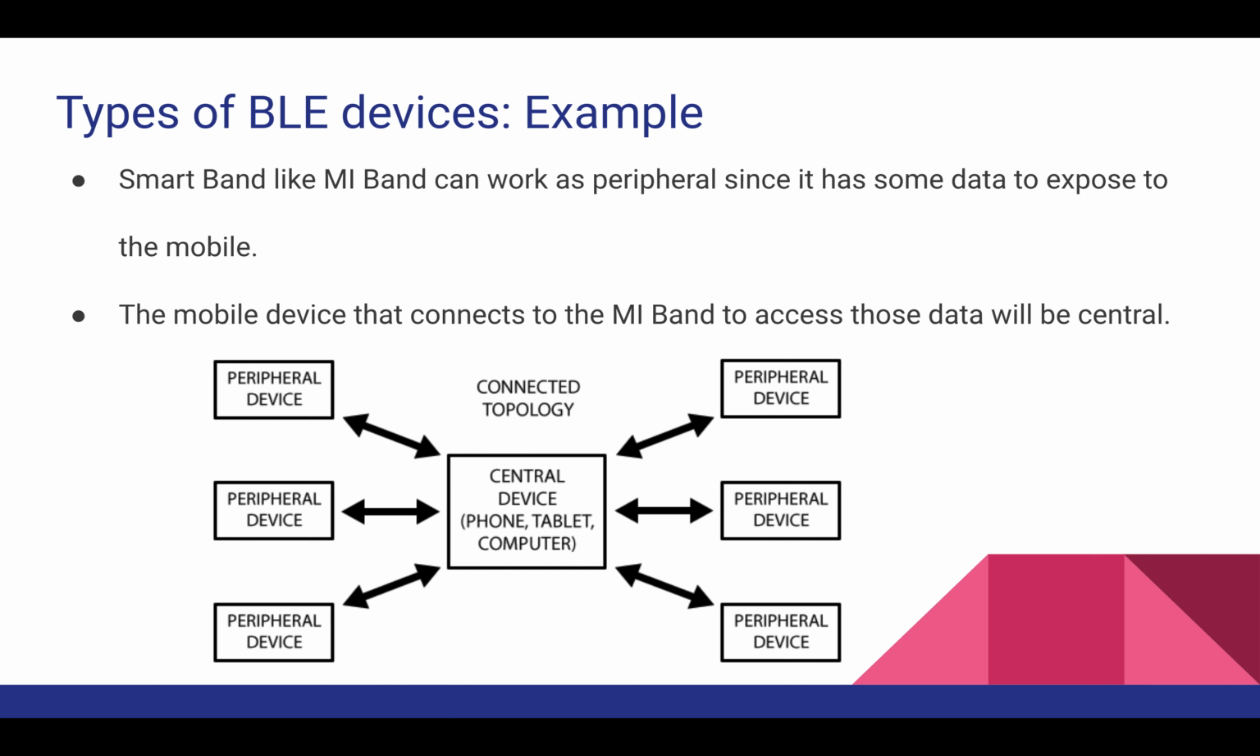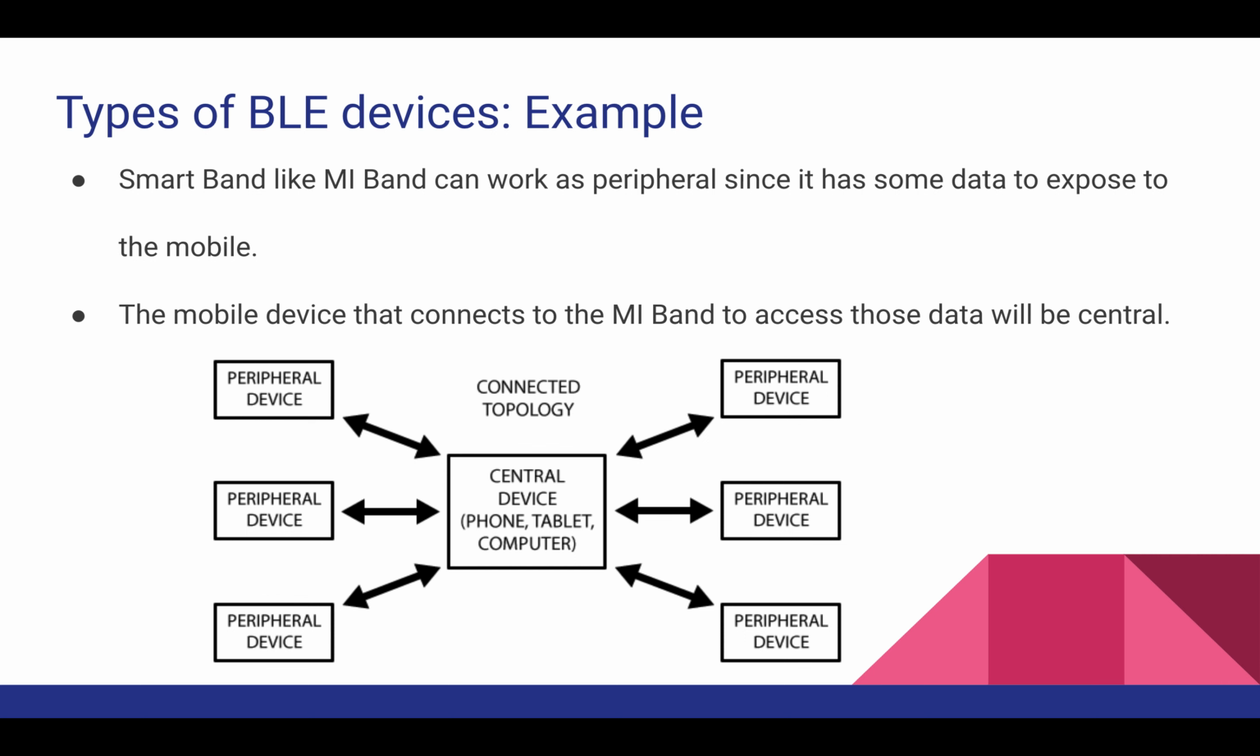Here, a smart band like Mi Band can work as a peripheral since it has some data to expose to the mobile, and the mobile device that connects to the band to access that data will be the central. Like you can see here, this is a central, and there are so many peripheral devices, and this central can connect to n number of peripheral devices also. Although there are some limitations here, I will discuss those later. In this example, there are two devices. One is the Mi Band and another is your mobile.